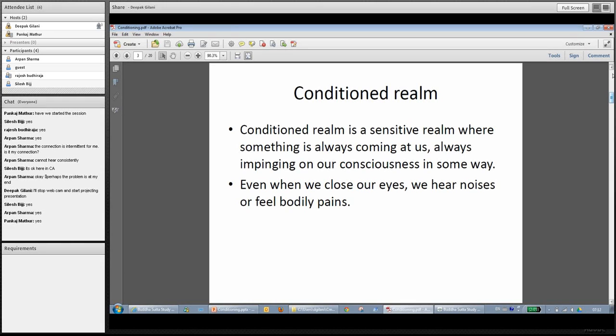So something is always bombarding or impinging on our consciousness. Even if we close our eyes, we can still hear sound, and we can still feel our body, or we can still feel the pain. So this whole living experience, the way we are trying to make sense out of it, is more in this conditioned dream. That's probably the broad definition I have.